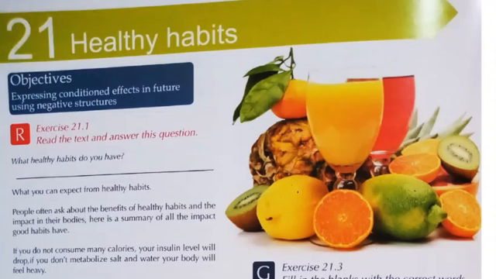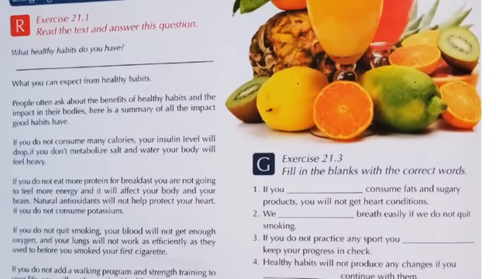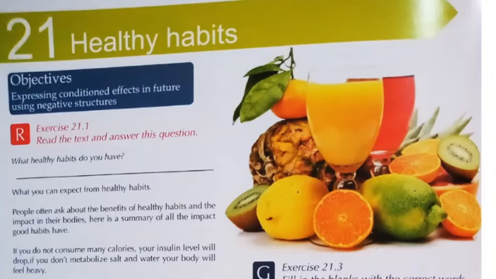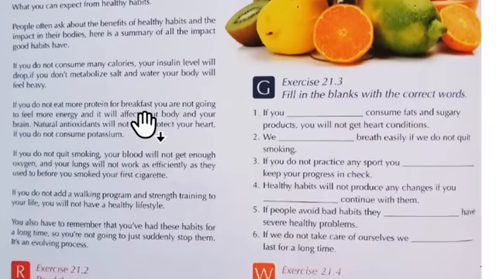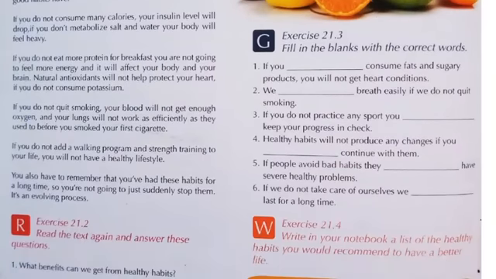Today I'm going to explain the exercises from unit 21 from your book 2. We're going to start with the first part, that is the title of the unit. Unit 21 is called Healthy Habits, and we have the objective of expressing condition effects in the future using negative structures. So we're going to start with the first part on exercise 21.3.